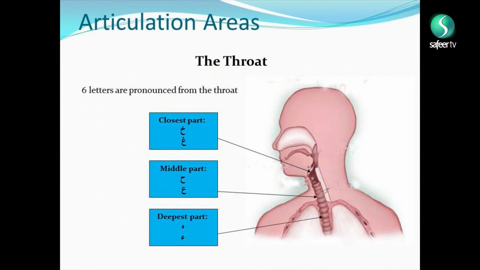And then in the middle we have 2 letters, letter Ain and Ha. In the middle part of our throat we have 2 letters, letter Ain and letter Ha. And in the upper part, the closest part to our tongue, it is letter Ghain and Kha.